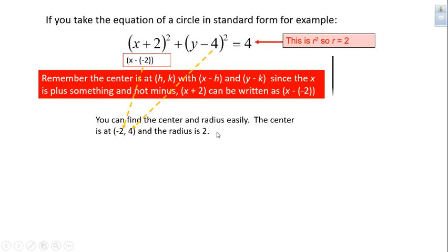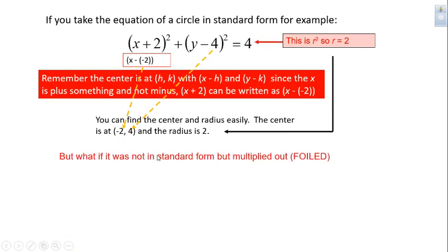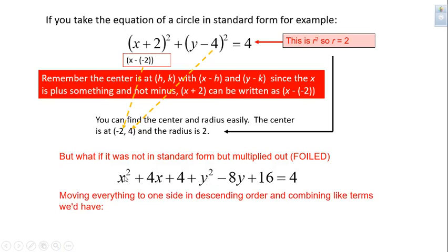But what if we distribute? What if we distribute the parentheses? We FOIL (x plus 2) squared and (y minus 4) squared. When we do that, we get x squared plus 4x plus 4 for the (x plus 2) squared, and we get y squared minus 8y plus 16 for the (y minus 4) squared, and of course the 4 is still on the right side. If I get this 4 to the left side, I just subtract 4 from both sides, and this 4 and this 4 would of course cancel, and I put the x squared and the y squared next to each other.